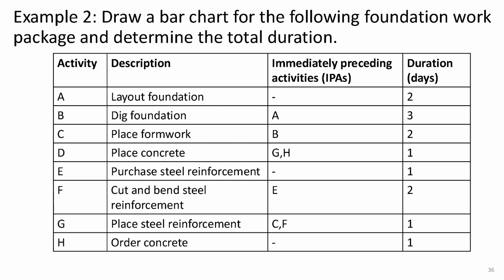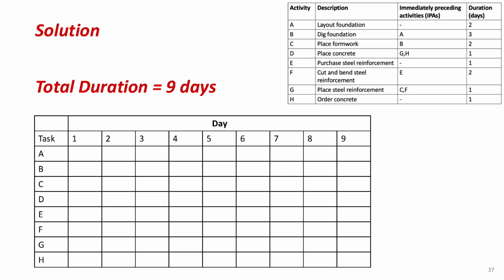So, to recap, in this example, we don't have the start dates, but we do have the precedence relationships, or IPAs, and durations. You'll need to use that information to build the Gantt chart schedule. Alright, let's work through this example.